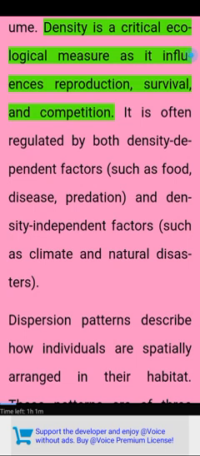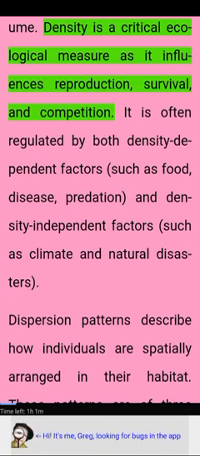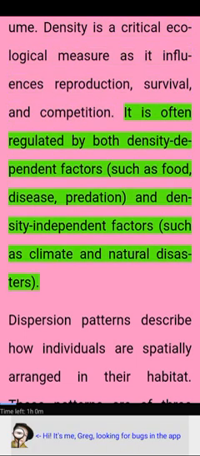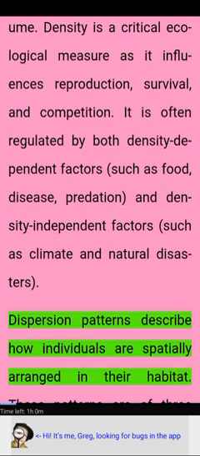Density is a critical ecological measure as it influences reproduction, survival, and competition. It is often regulated by both density-dependent factors such as food, disease, and predation, and density-independent factors such as climate and natural disasters. Dispersion patterns describe how individuals are spatially arranged in their habitat.